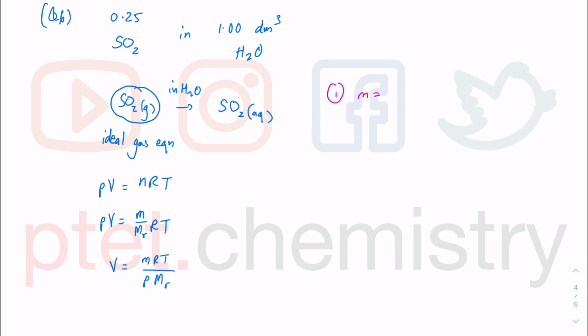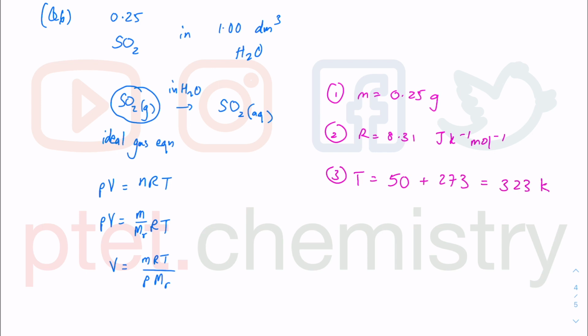The mass of the gas that dissolves in that much water is 0.25 gram. The mass doesn't change; this much mass goes into the solution. So this is the mass of the gas. The next thing, R, is straight from your data booklet: 8.31 joule per Kelvin per mole. Temperature was given in degrees Celsius, so converting 50 degrees Celsius to Kelvin is plus 273, which gave me 323 Kelvin.